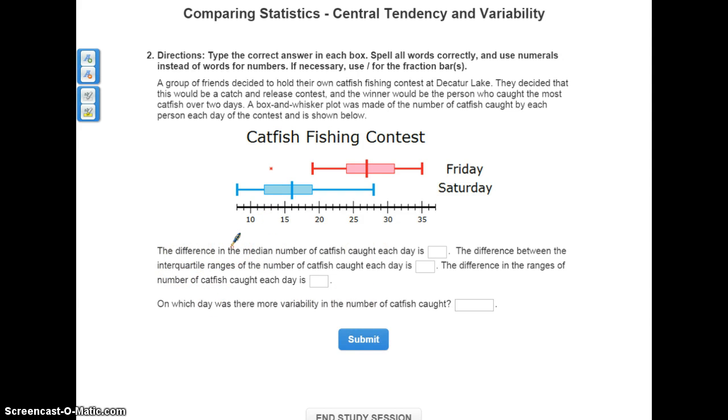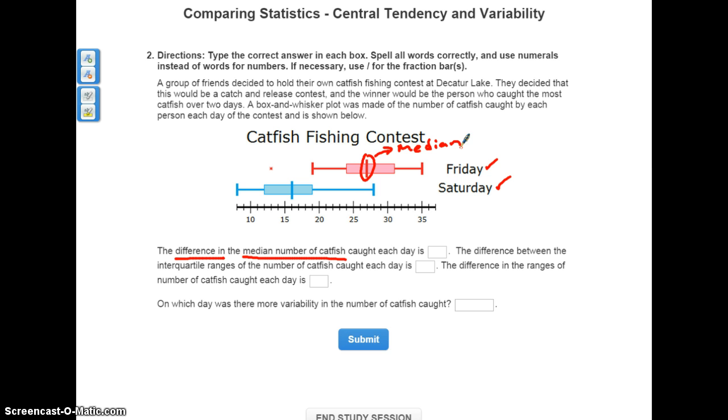So, first thing I have, the difference in the median number of catfish each day. So I'm looking to compare Friday versus Saturday. Now where's my median? My median is physically in the center of the data. It's halfway through and right in the middle. Where's that in both cases? That's what this little line is. This is the median of a box and whisker plot.